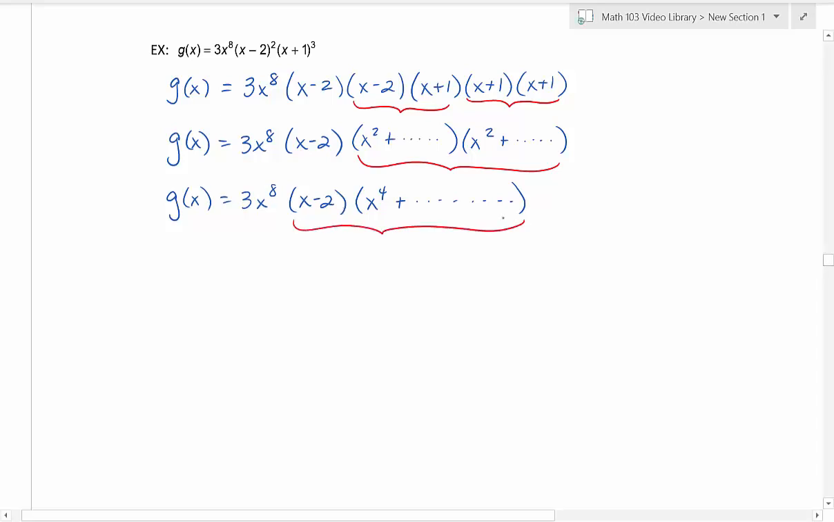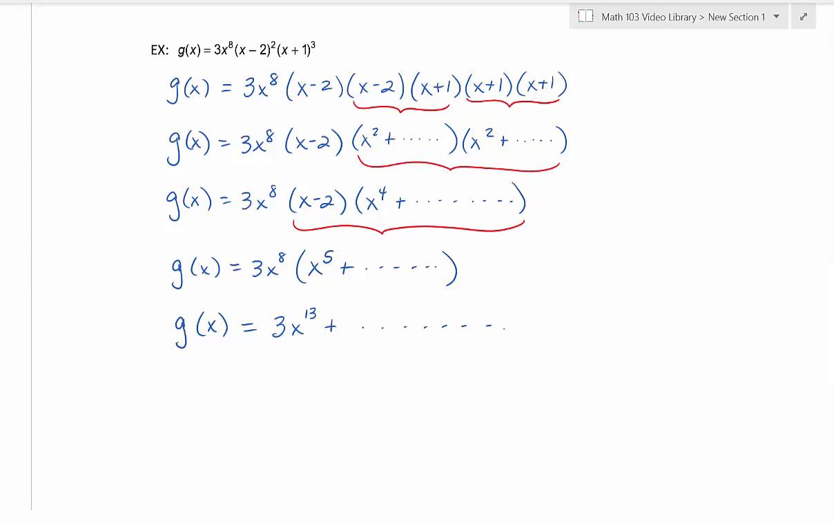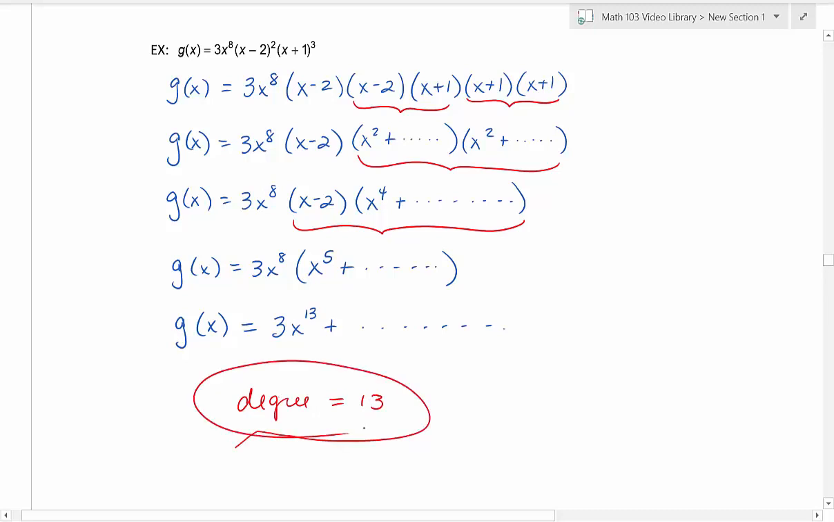Multiplying that 4th degree factor with x minus 2, well, that's going to give us something that's 5th degree. And lastly, distributing the 3x to the 8th, that'll give me g of x equal to 3x to the 13th, and then some additional terms after that. The degree of the leading term is equal to 13. The degree of our polynomial is 13.